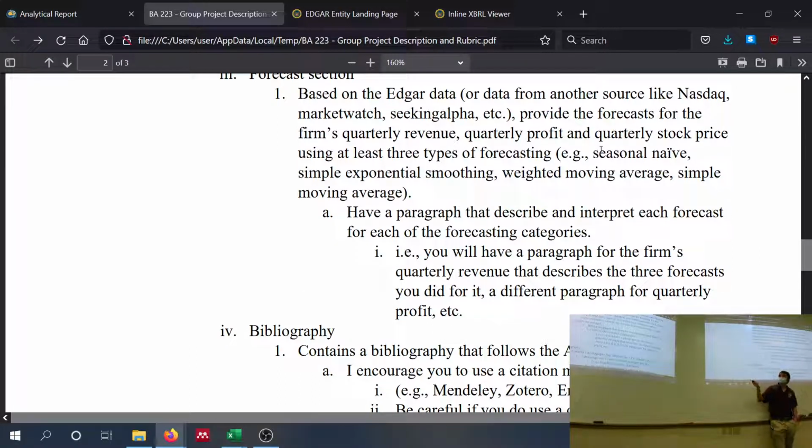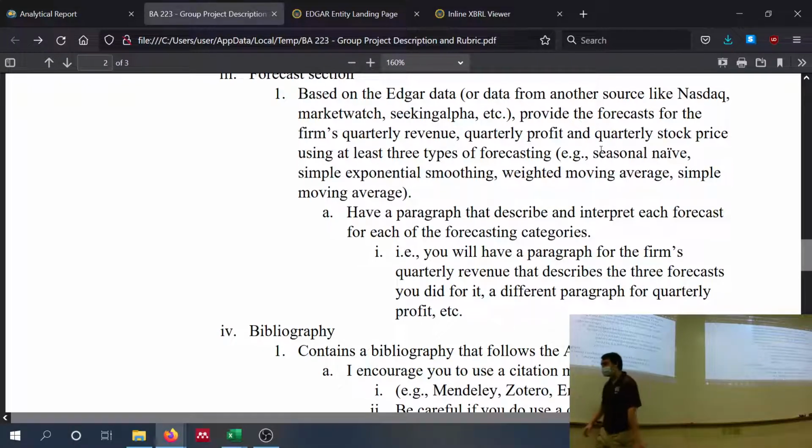So, for each of those three things, you're going to have a paragraph for quarterly profit. You're going to describe maybe a simple exponential smoothing we received. And you can make up your own weights. Okay, if you're using like weighted moving average, make up your own weights. Explain why you selected those weights. Maybe you want to place more emphasis on the most recent quarter. Maybe you want to place less emphasis on the most recent quarter. Explain it. Okay? So you're going to have three paragraphs here. One for each of the three things that you're forecasting. Does that make sense? And for each of the three things you're forecasting, how many forecasts are you doing? 3. Okay? Exactly right.